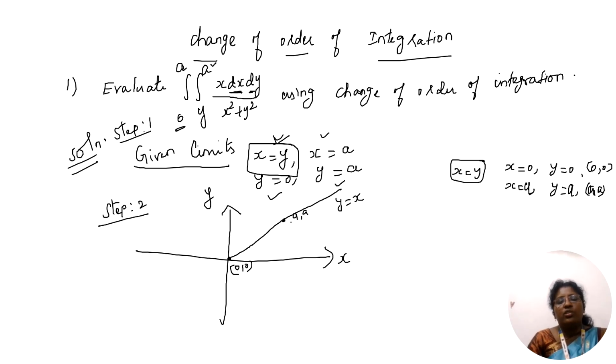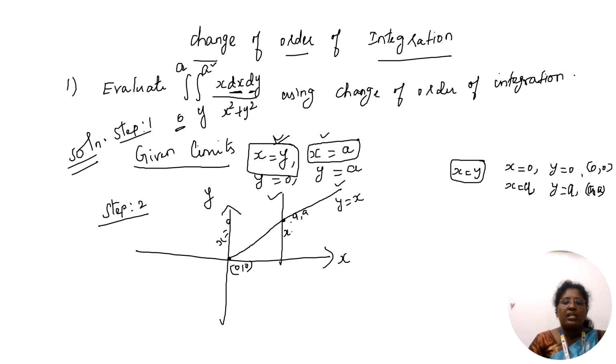Now we'll draw the second line, x equal to a. This line is parallel to the y axis.